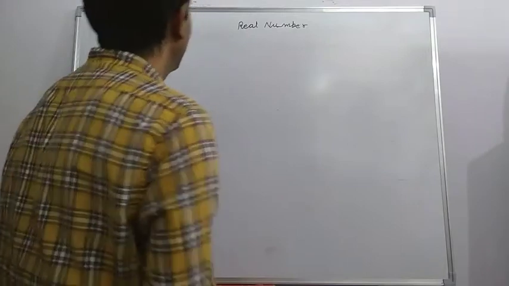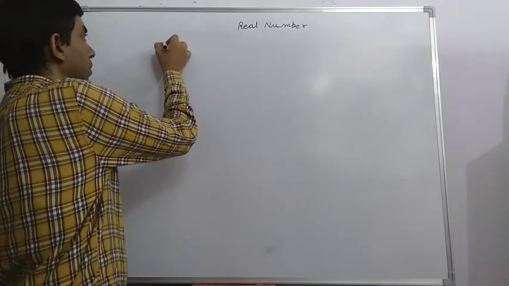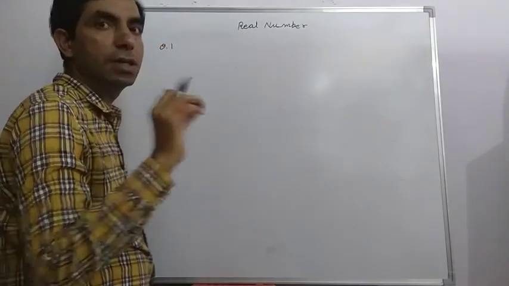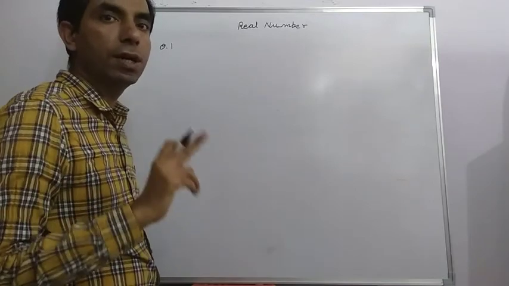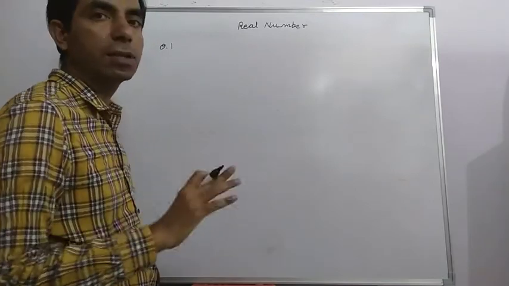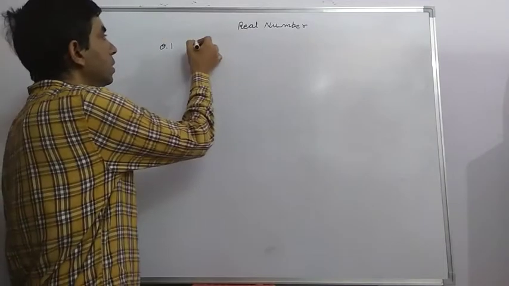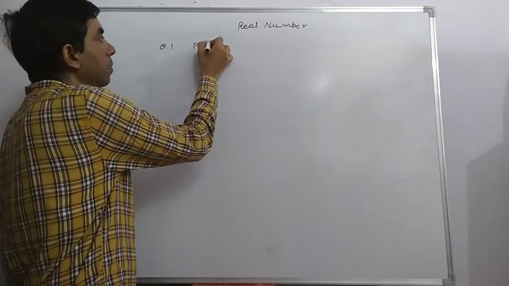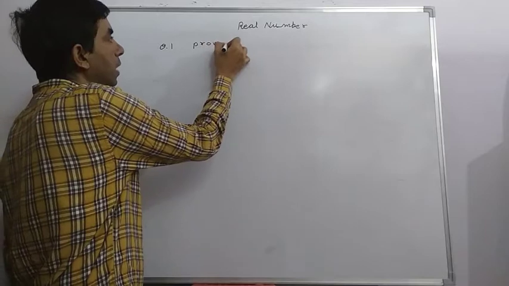Today's topic is real numbers: how to prove that a number is irrational. Yesterday we already learned the definition of rational and irrational numbers. So today we take a question.